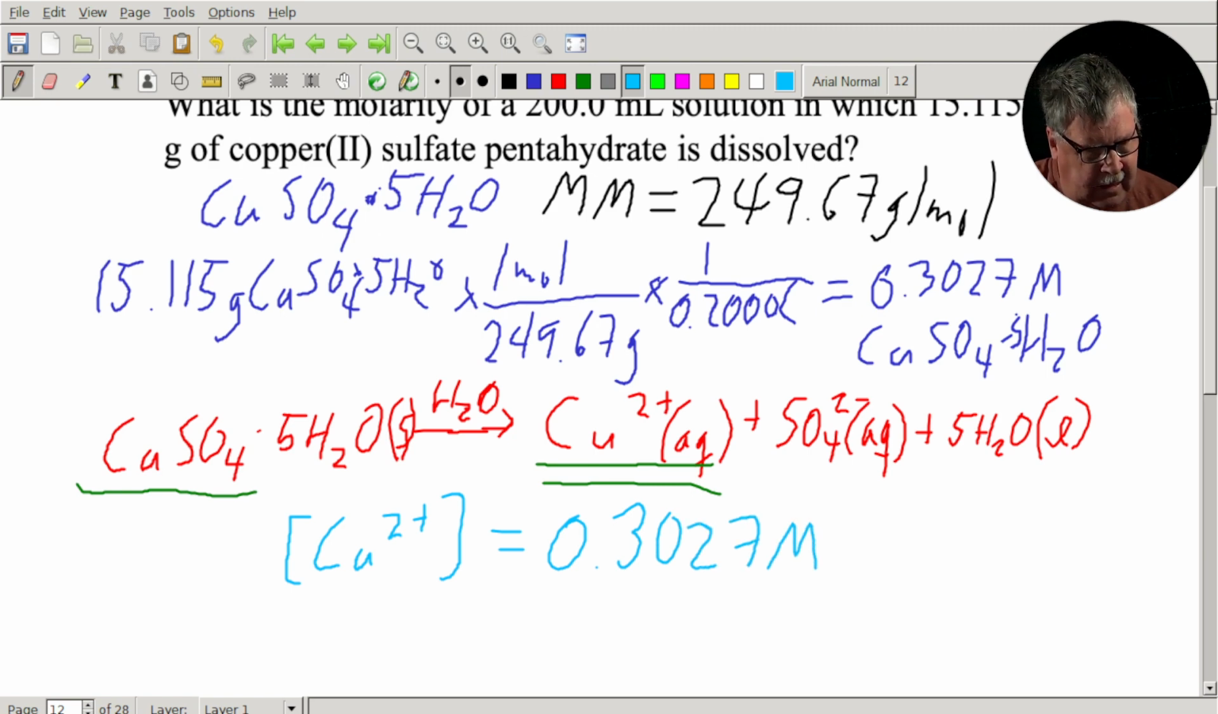Now you did this, if you did the cobalt lab in Chem 125, it's exactly the same sort of thing. The thing is, not all salts are 1-to-1 like this. If I had sodium sulfate instead of copper 2 sulfate, then if I had a 0.3027 molar solution of sodium sulfate, the concentration of sodium ion would be twice that, because each mole of Na2SO4 that dissolves in solution produces 2 moles of sodium ion.